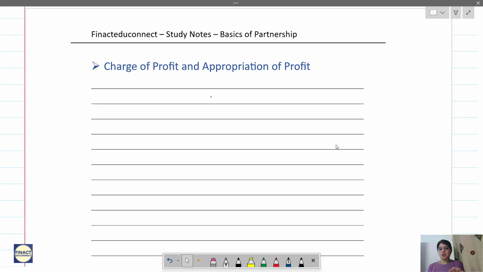Charge against profit, also known as charge of profit, and appropriation of profit. Now the meaning of the word appropriation is distribution. Now keep your pen down. Let us first understand the concept.